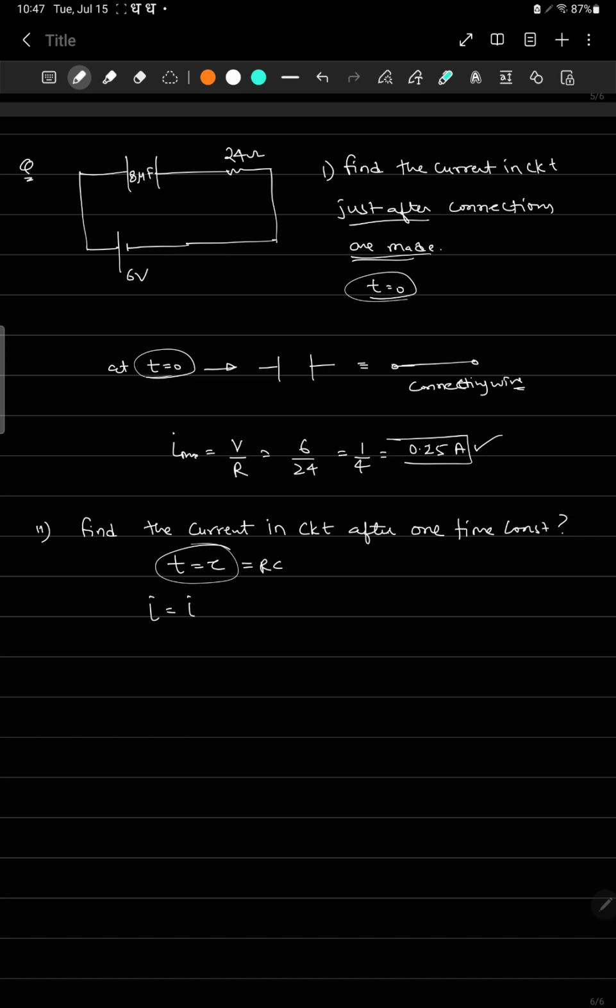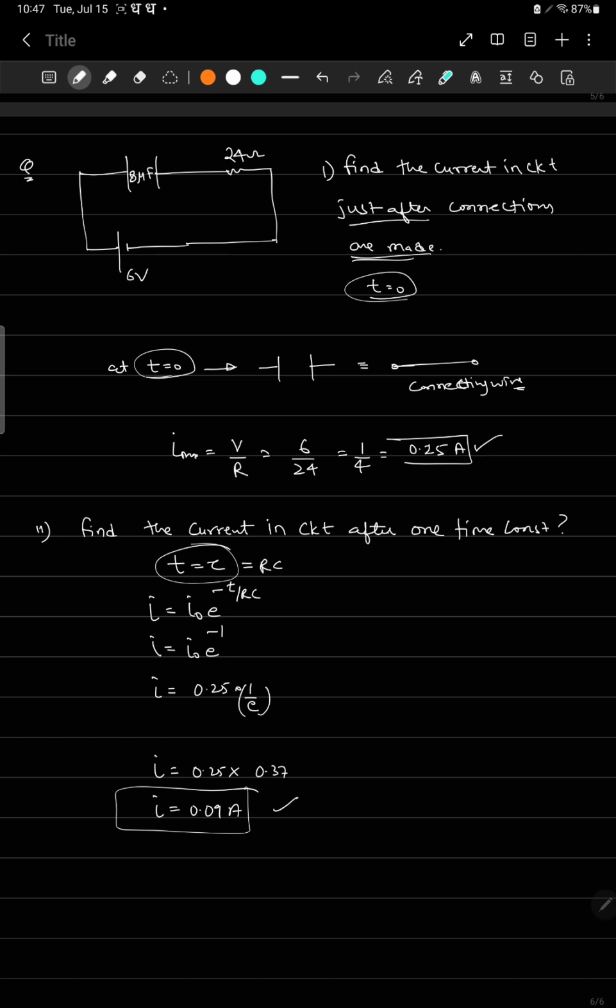The current expression we will use is I equal to I naught e to the power minus t by RC. Now t is equal to RC, so I is equal to I naught e to the power minus 1. So I is equal to I naught, which we calculated as 0.25, divided by e, into 1 by e. The 1 by e value is 0.37. So 0.25 into 0.37 comes out to be almost 0.09 ampere. Clear? So that's how the questions can be solved.